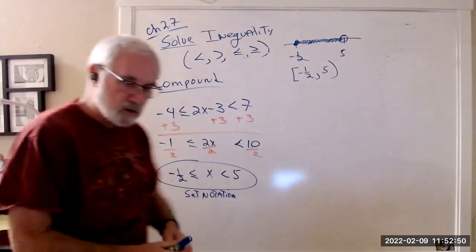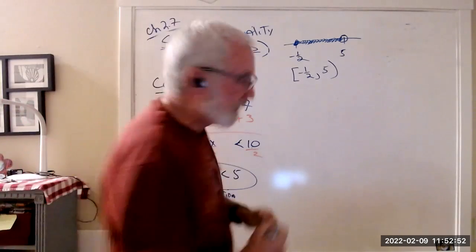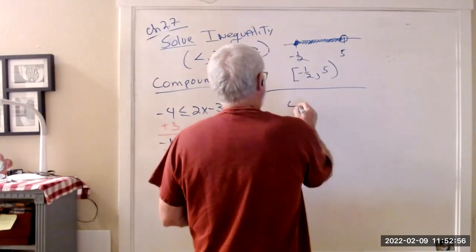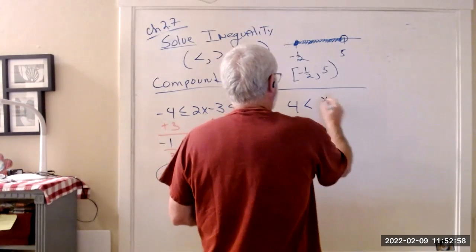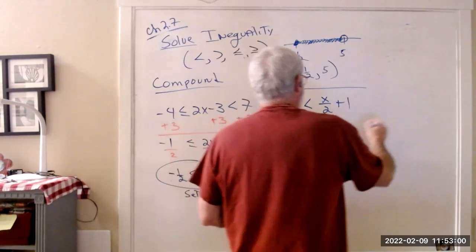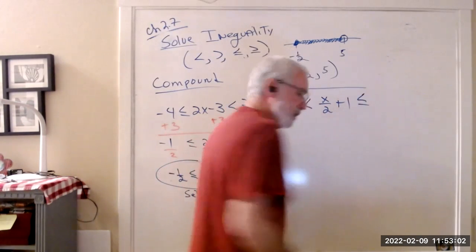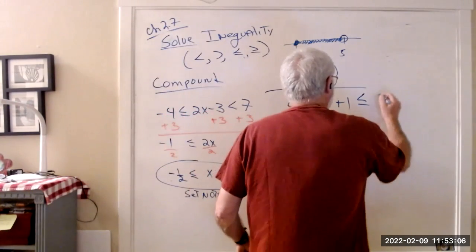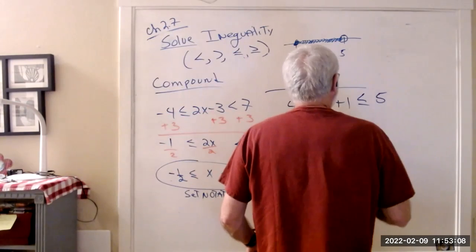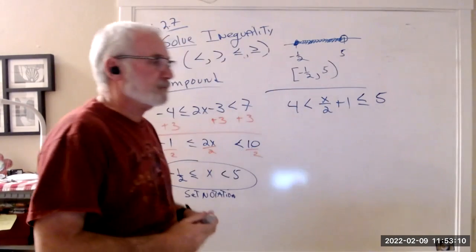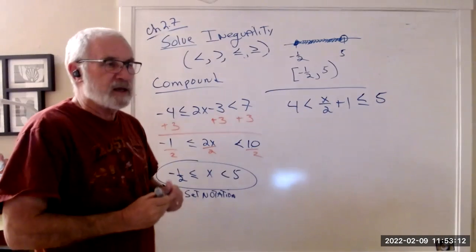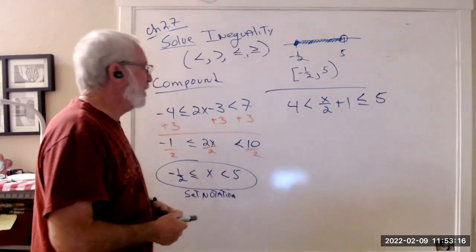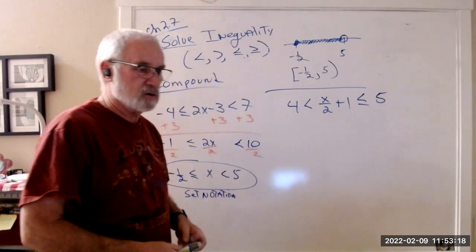Okay, then you guys try. New problem. 4 is less than x over 2 plus 1, which is less than or equal to, let's say, 5. Solve it. Graph the answer and also show the answer in interval notation.